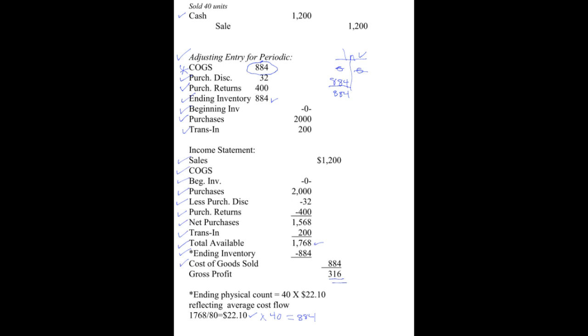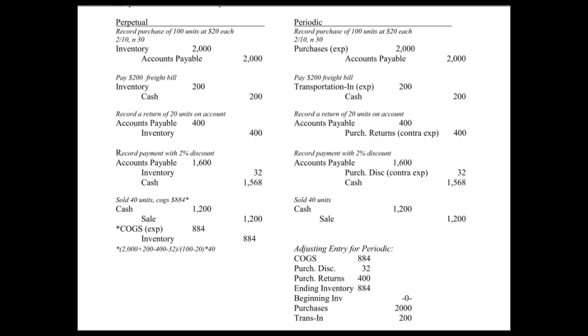Let's go back now and review in total what we've done. A perpetual inventory system keeps the inventory account perpetually up to date. When inventory arrives, the account's increased. When incidental costs occur, the account's increased. When inventory is returned, the account is decreased. And if a discount's taken, the account's also decreased. So all costs affecting inventory run through inventory. Finally, when inventory is sold, the account is immediately credited.